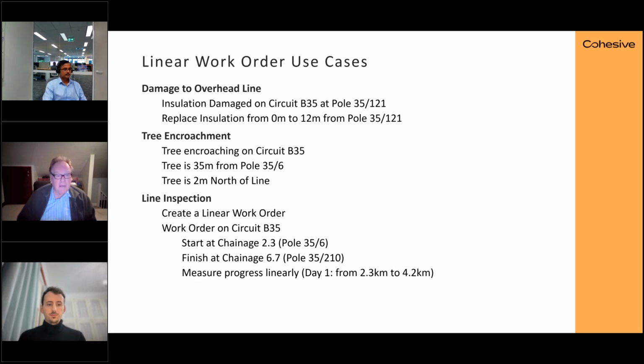And they'll use GIS there to actually navigate them to the pole or to the tree. When they're doing line inspections, they create a linear work order. So they're working on circuit B35, they're starting at that chainage, finishing at that chainage, and they measure their daily progress.